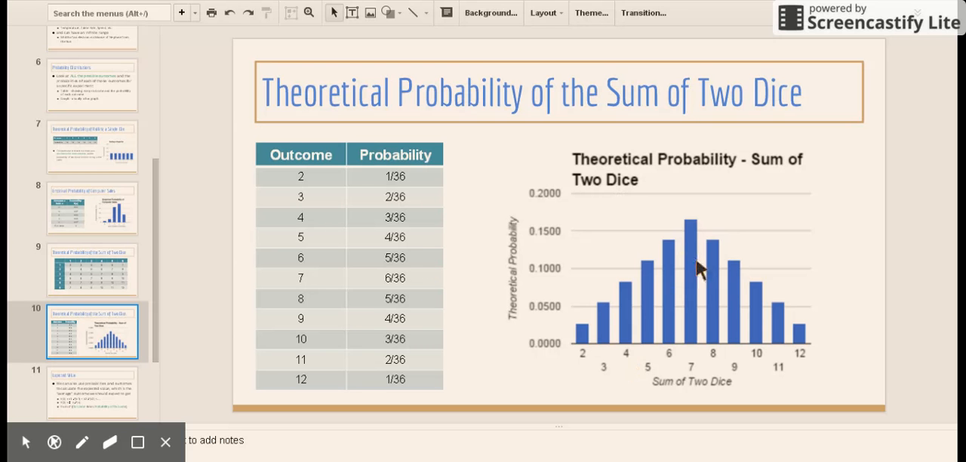And then again, my probability histogram for the theoretical probability of getting the sum of two dice. Okay.